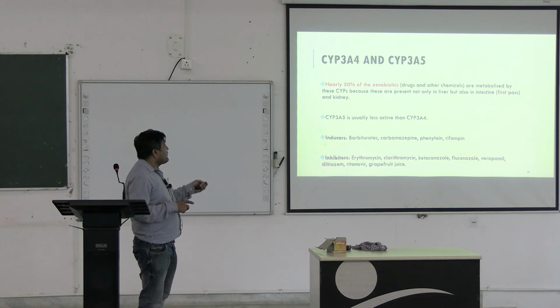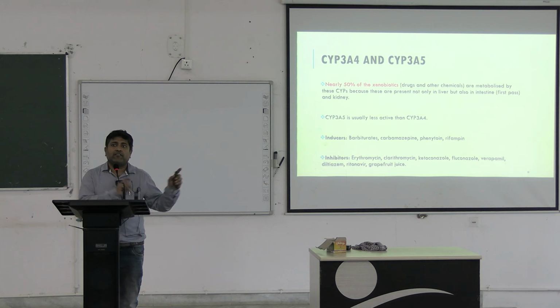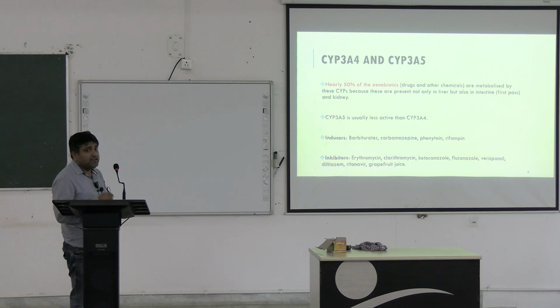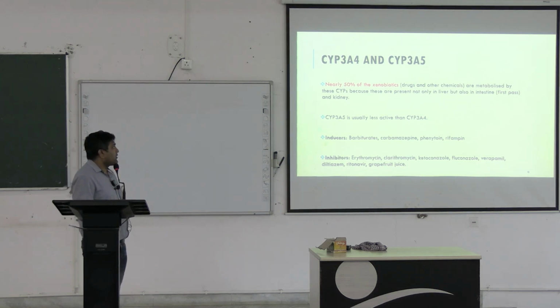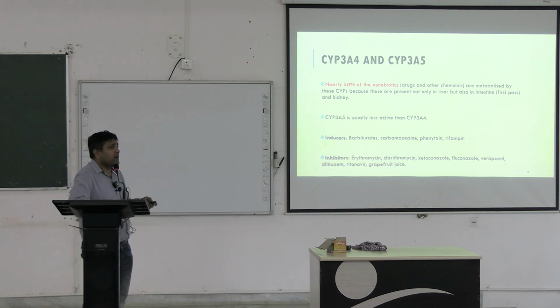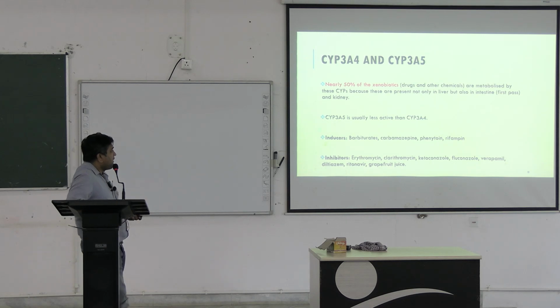Now, coming to CYP3A4 and CYP3A5, this is the most important cytochrome P450 enzyme. Nearly 50% of the xenobiotics including drugs are metabolized by this enzyme, because it is present not only in the liver but also in the intestine and kidney. CYP3A5 is usually less active. Inducers, the factors that induce or activate these enzymes, are barbiturates, carbamazepine, phenytoin, rifampin, and the inhibitors are erythromycin, clarithromycin, ketoconazole, fluconazole, verapamil, diltiazem, ritonavir and grapefruit juice.